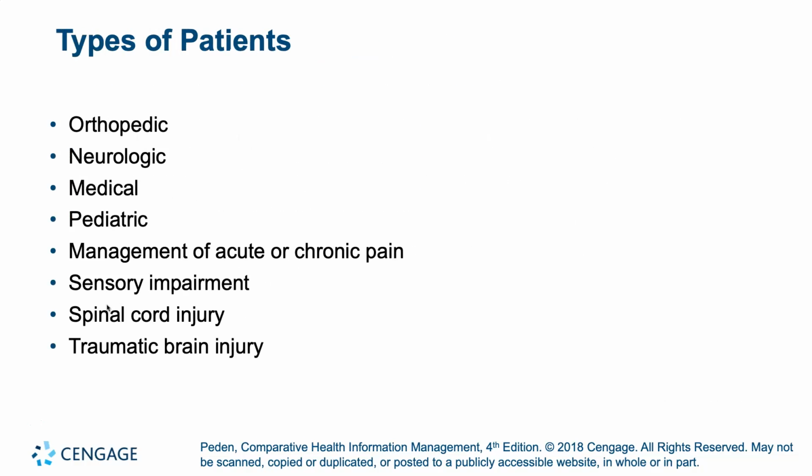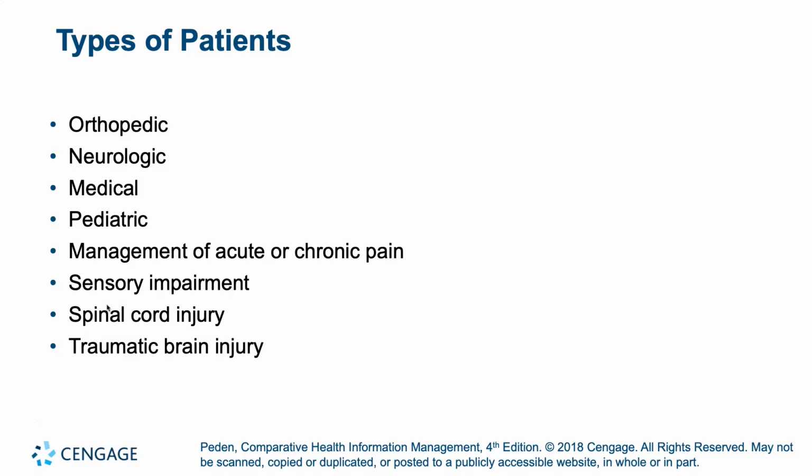So types of patients you might see: orthopedic patients, someone who's had a hip or knee replacement or who's had a traumatic spine injury, those types of things. Neurologic, stroke patients are oftentimes the types of patients that need rehab. Some medical patients need rehab services. Maybe they're just not strong enough and they need some muscle strengthening to be able to help themselves and get better. You will see pediatric rehab for children.